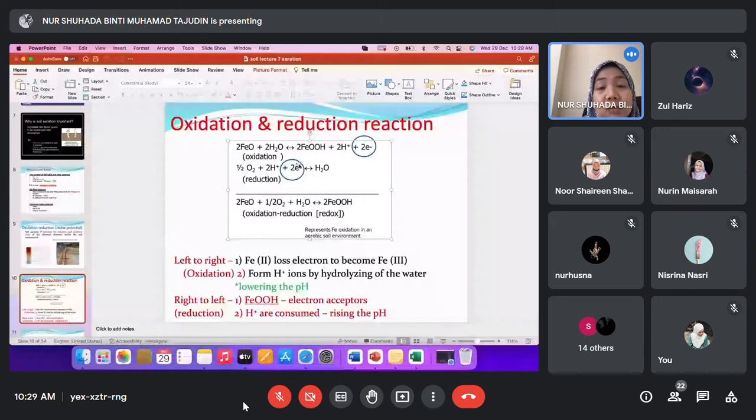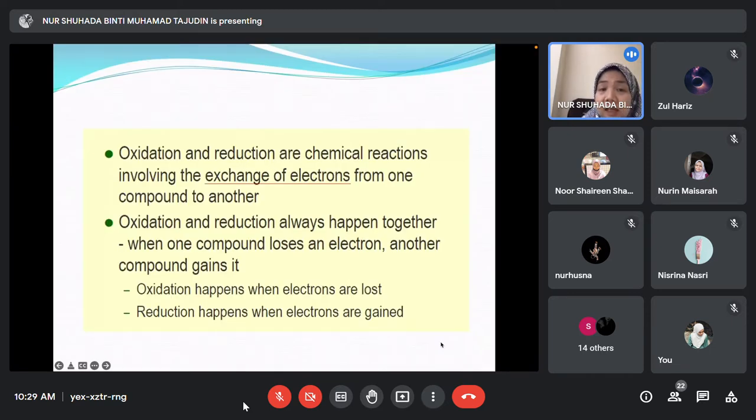Tapi these two actually happen apa ni? It can either happen one by one or it can also happen simultaneously. So that is the process of oxidation and reduction. When you talk about oxidation and reduction, it's actually a chemical reaction involving the exchange of electrons, meaning that when there is an oxidation process, there is a loss of electron. But when there is a reduction process, there has to be an electron acceptor.